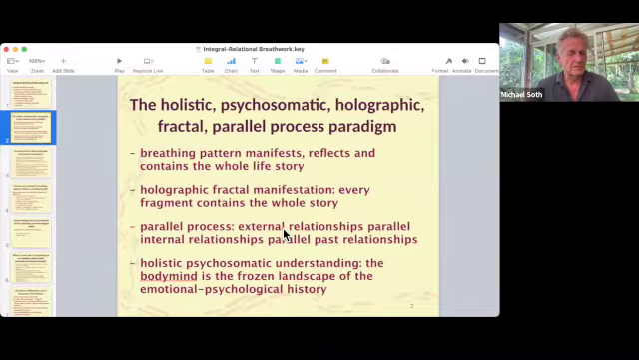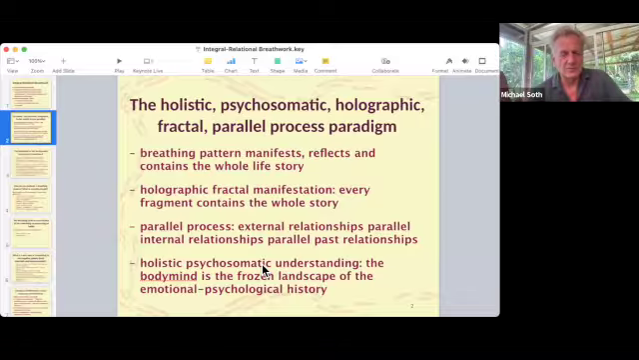Another version of the same principle is this holistic psychosomatic understanding that we get from Wilhelm Reich, who understands the body-mind, especially the adult body-mind, through what he calls the psychosomatic manifestations of character. He considers that the frozen landscape of the emotional, psychological history. That means everything that's ever happened to you is manifest in the landscape of the body-mind lying there, the matrix of body-mind processes as manifest in the breathing pattern.